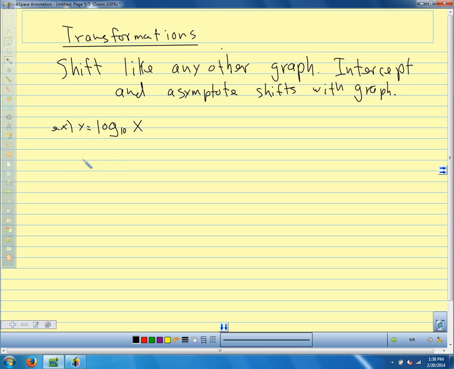And let's say we're going to do these transformations. So what is my transformation? What is the shift? Log base 10 of x plus 2. What does that do? How does that graph change? Left 2. So my intercept, the point that's my intercept, will shift 2 units left. My asymptote will shift 2 units left as well.